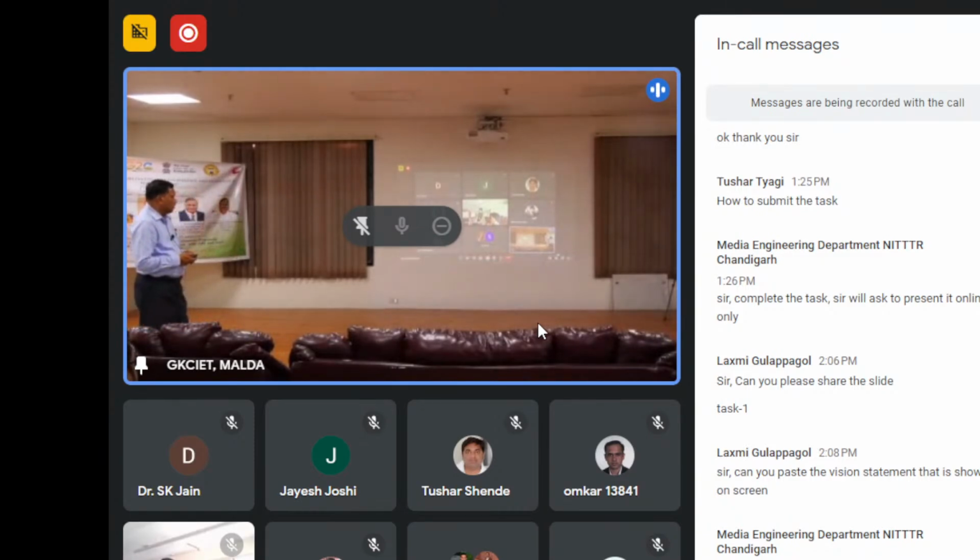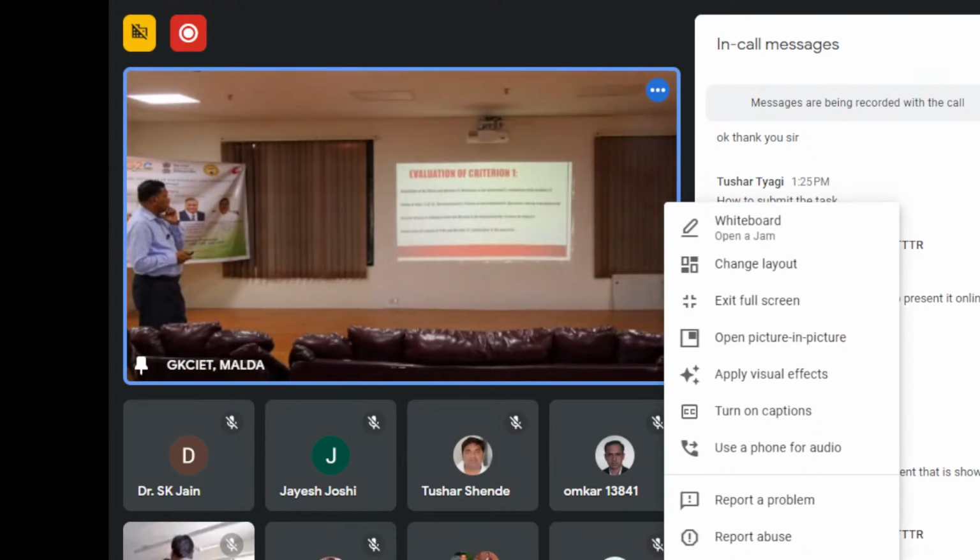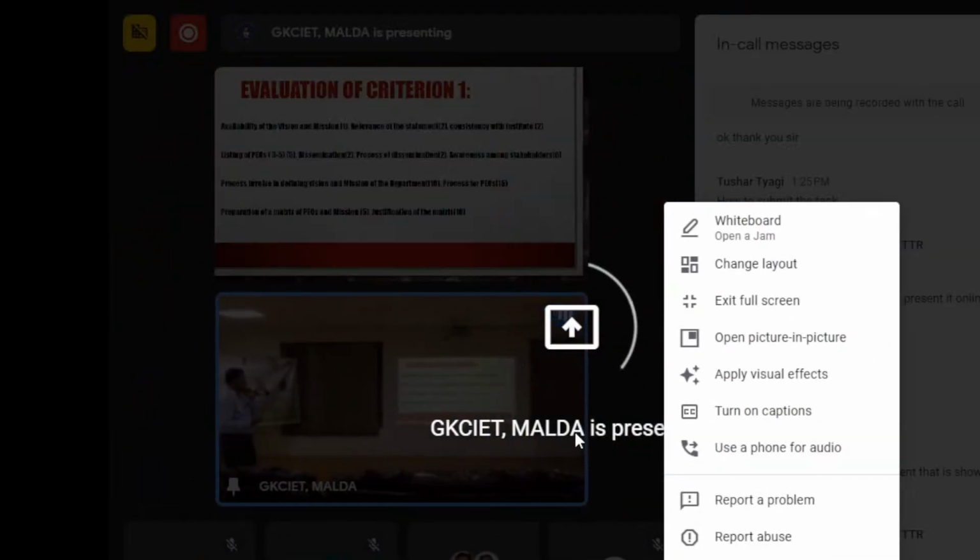No, share that page. Kamal, is it visible?